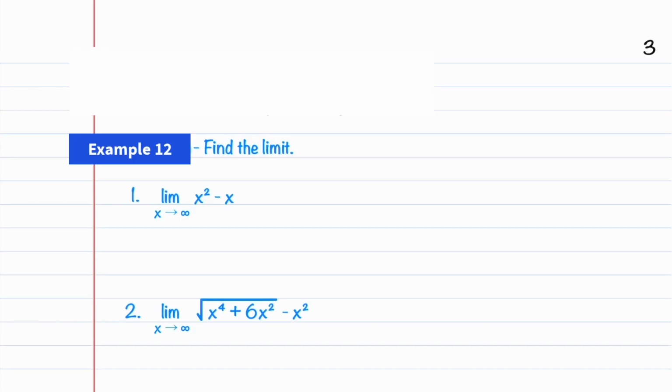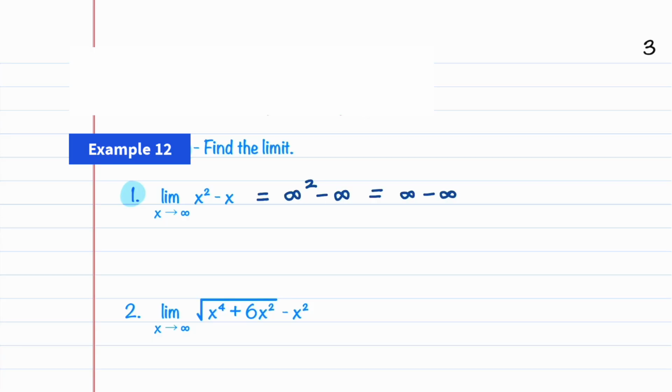In these examples, we are going to find the limit. Let's look at our first one. The first thing we're going to do is plug in that x is going to infinity. So this is infinity squared minus infinity. And this is called the indeterminate form, infinity minus infinity.